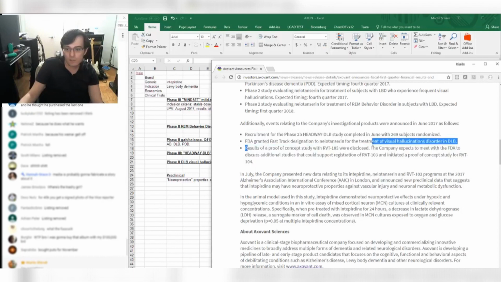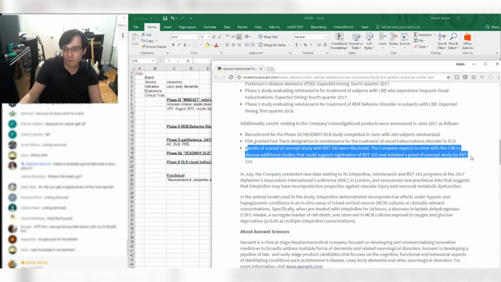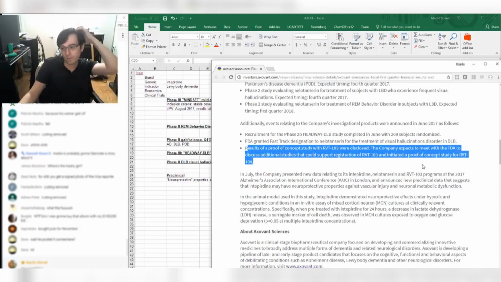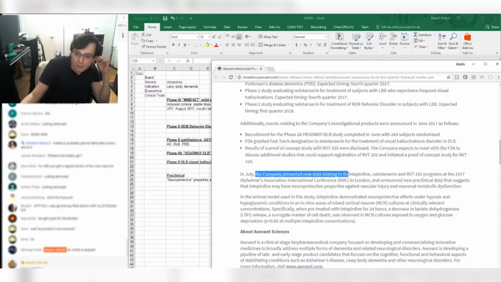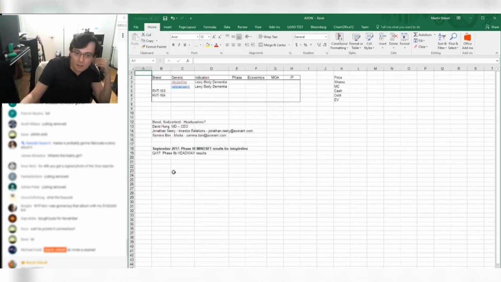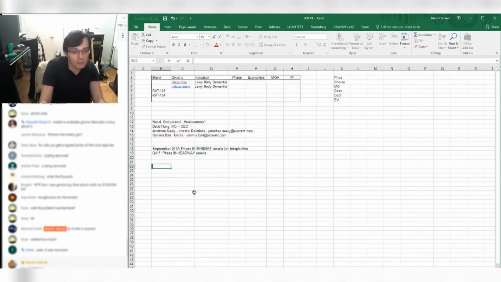Results of proof of concept study of RVT-103 was disclosed. The company's registration of RVT-103 initiated a proof of concept study for RVT-104. Great. All right, the company presented new data at the AAIC in London. So I like to write that kind of thing down. AAIC.